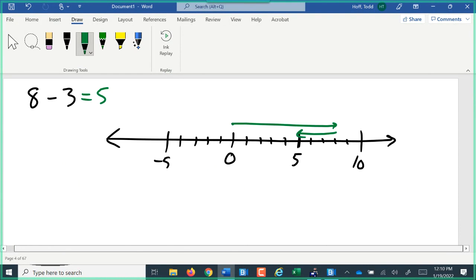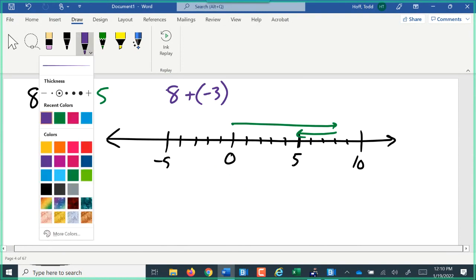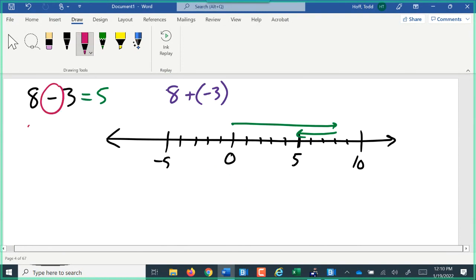But if we look at this picture over here, that picture looks an awful lot like 8 plus a negative 3. Because it is. We had mentioned that subtraction is part of addition. The technical definition of subtraction, that symbol there, means add the opposite. The opposite of what? Well, the operation operates on the number that comes after it. So in this case, it would be the 3. 8 minus 3 is 8 plus the opposite of 3, which would be a negative 3.